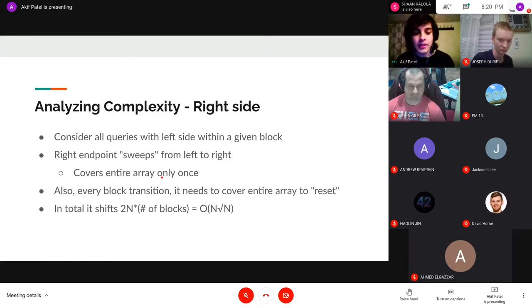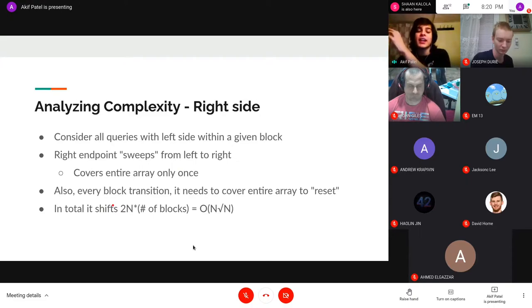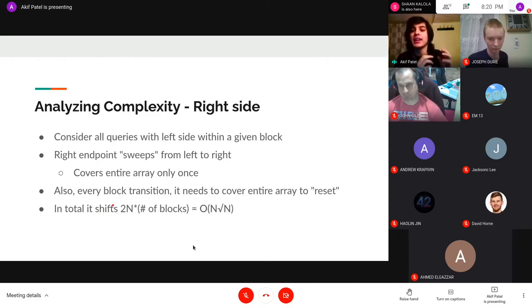Right? So additionally, every time the block transitions, so every time we go from, let's say, the red block to the orange block, we have to reset the right endpoint. So the right endpoint goes from having a big value at the end of the red block to having a really small value at the beginning of the orange block, right? So then it needs to go all the way from the right to all the way to the left to reset and then sweep again across the entire array, right?